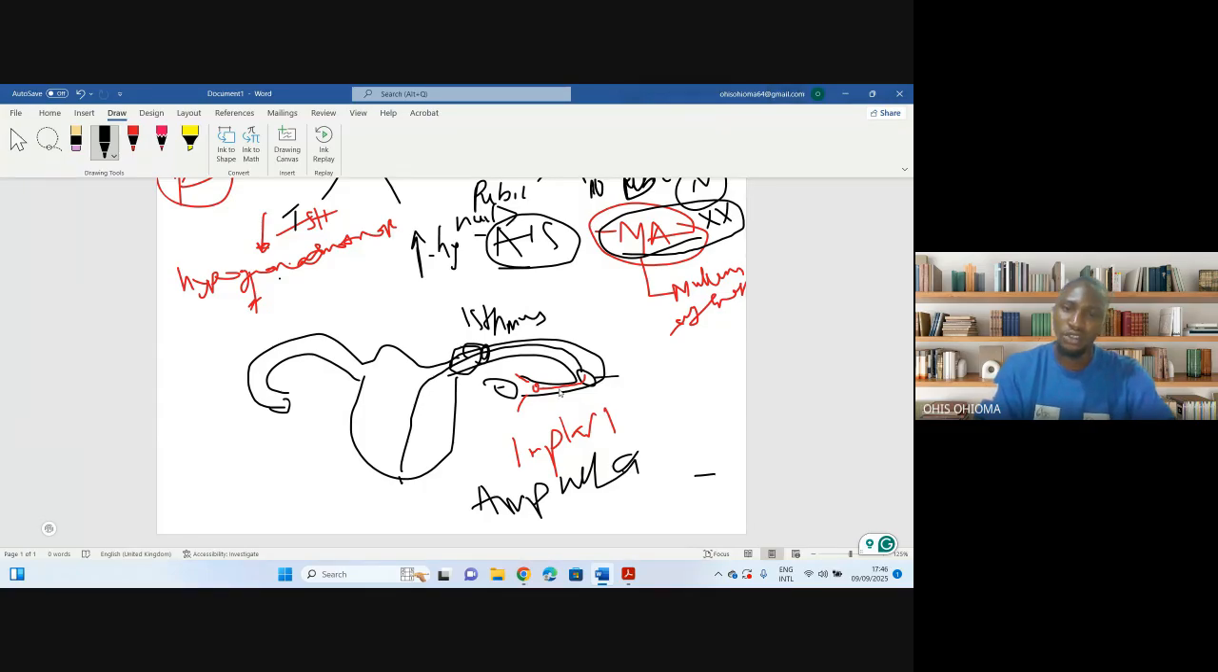There's something that is causing the delay, because ideally it's supposed to take about 1 to 2 days for this egg to get to this point here where it will be fertilized and then it will implant. That means for this process to occur, something is delaying the egg from reaching this region at the right time. And there are several things that can cause it.